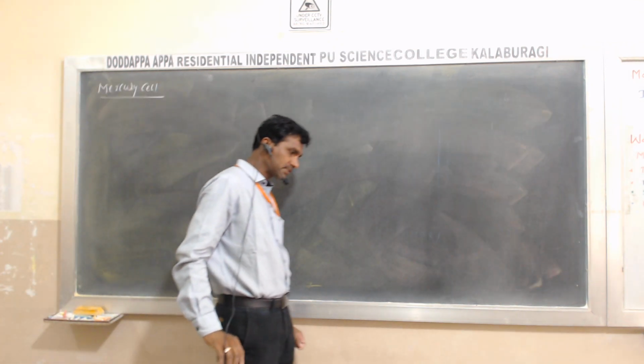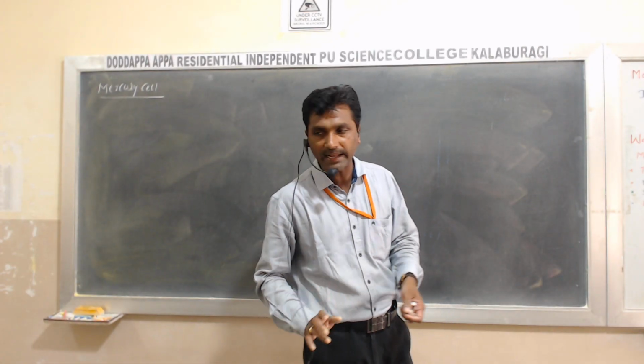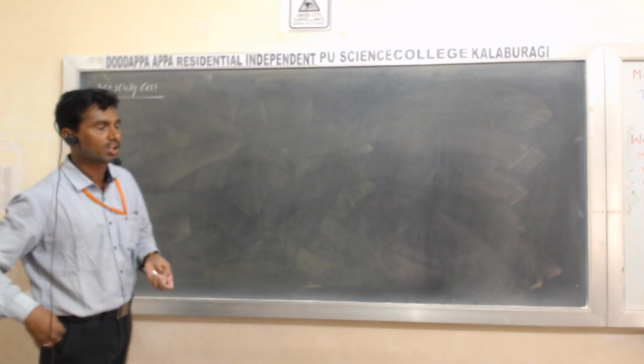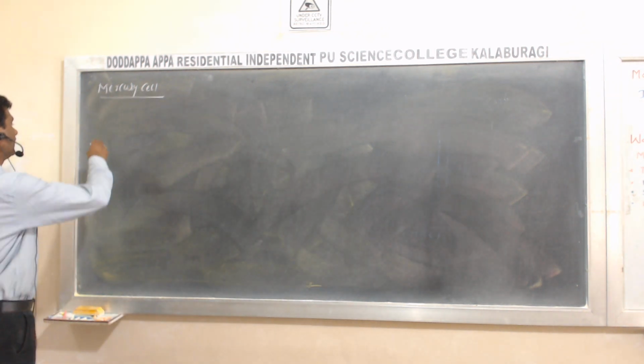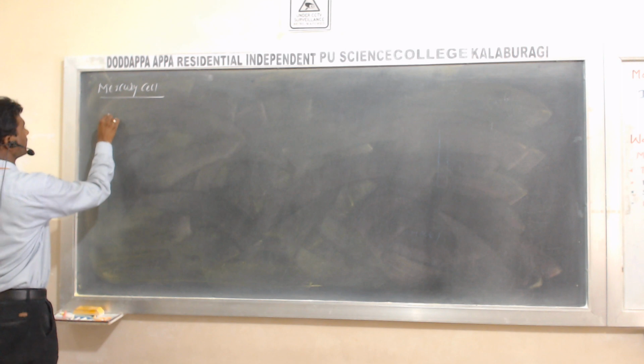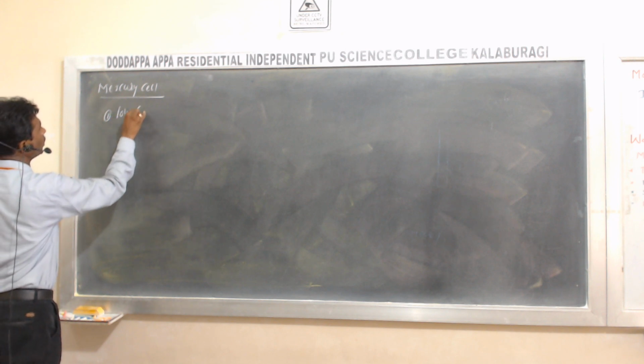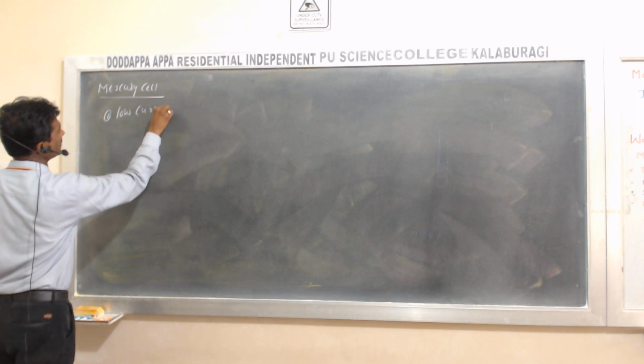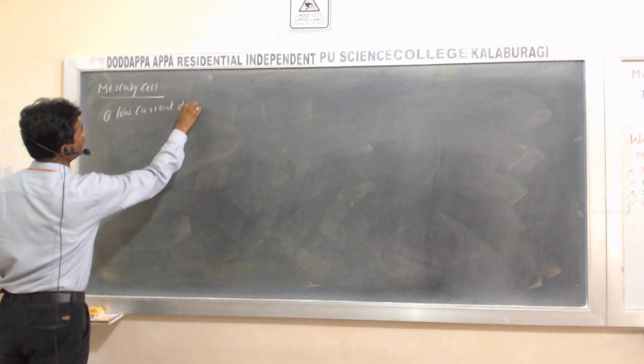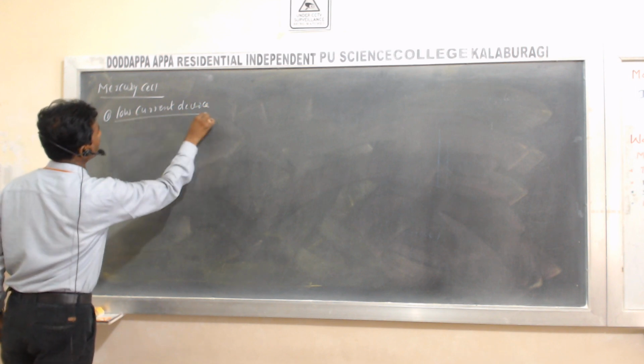The first is the dry cell, the second is the mercury cell. What is this mercury cell? First, the mercury cell is a low current device.